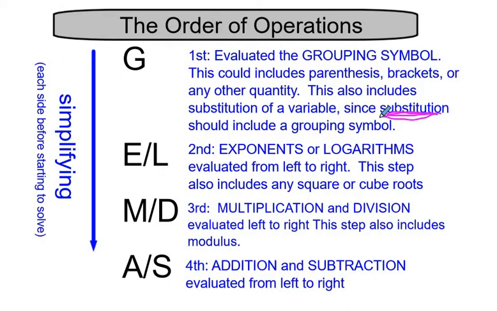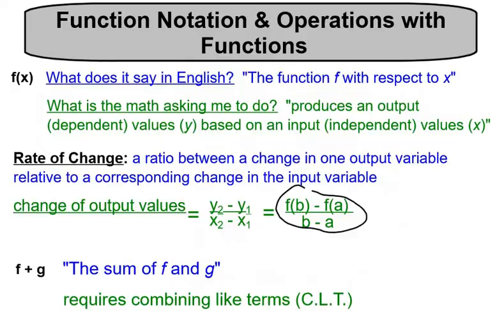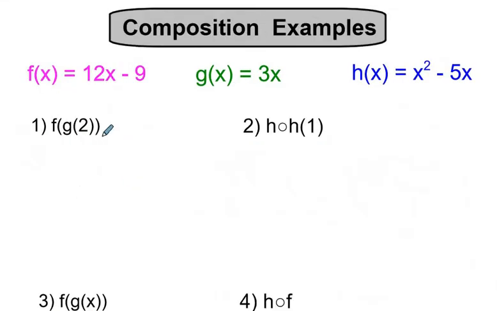the order of operations starts with the grouping symbol. And the grouping symbol says that it also includes substitution. So we actually are going to be doing the grouping symbol twice, is what this means. So I look at our example, it says first, inside, I want to group this part. So I'm going to first find g of 2. I'm going to do this part first because it is inside the grouping symbol of f.